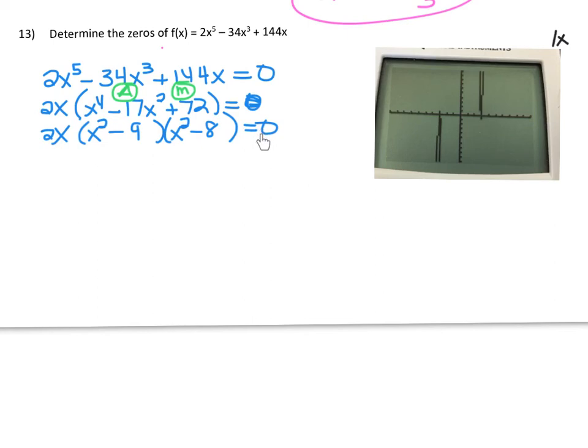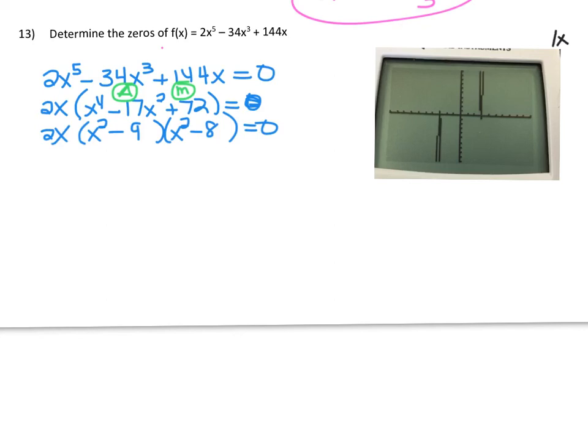Now, you could do one of 2 things. You could factor this further, right? You could factor that to x plus 3 times x minus 3. Or if you don't want to, since you're solving an equation, you don't have to factor fully. You can just jump right into the t-chart. So that's your call. I'll do it both ways just so you could see.